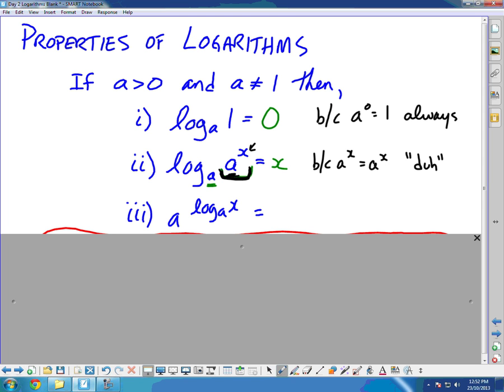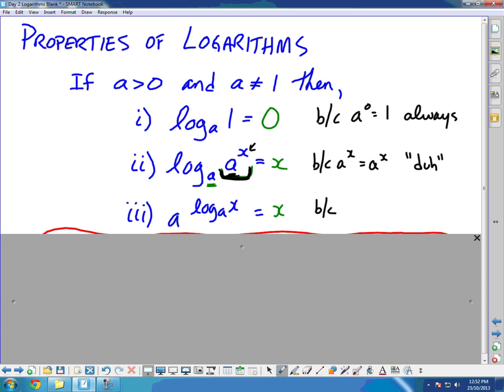So this is an exponential statement. And we have a base a being raised to some logarithm. Well, that logarithm is log x base a. So again, it's similar to opposite operations in this case. The answer is x. May not seem obvious until you write it out as a logarithmic statement.